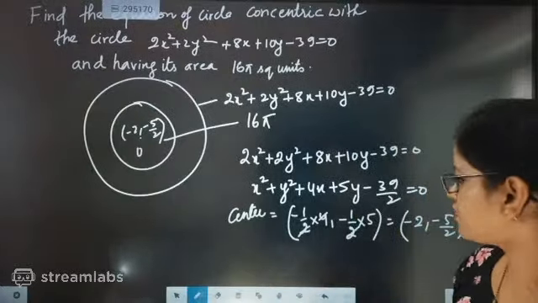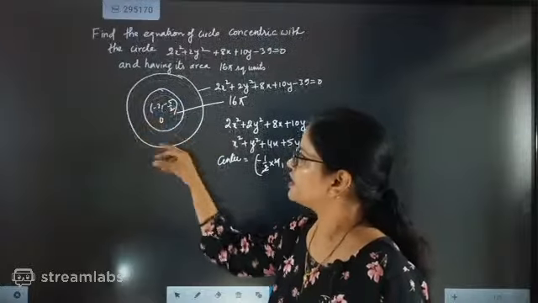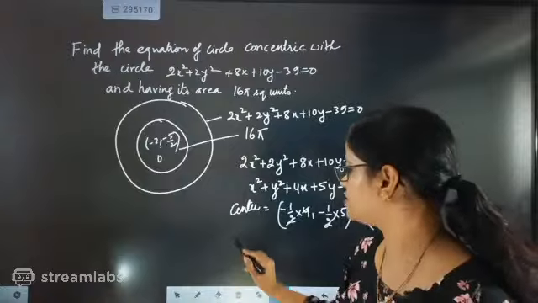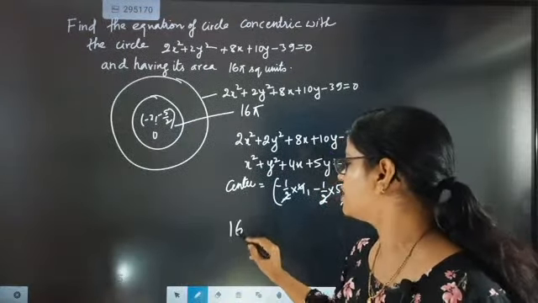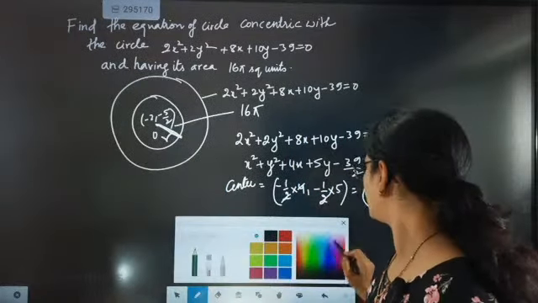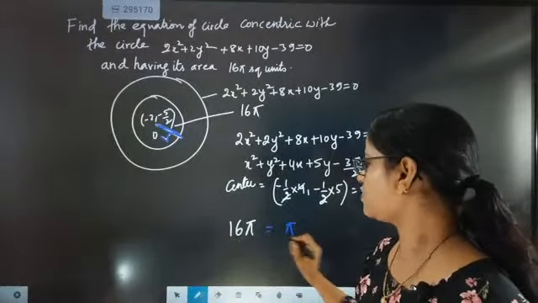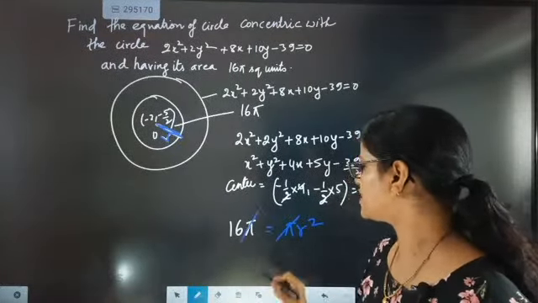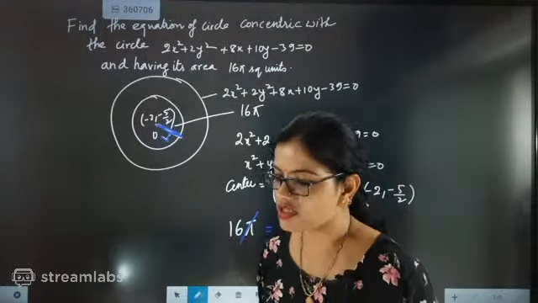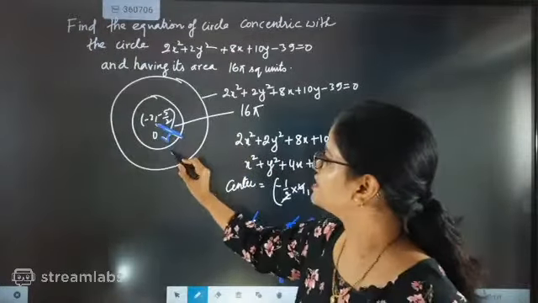Okay, now the radius of the circle. How to get the radius? The area of the inner circle is given, we told that the area of the inner circle is 16 pi. So what is the formula for the area of a circle? If r is the radius of the circle, then the area of the circle is pi r square. So pi and pi will get cancelled, r square is coming as 16, so r is coming as 4. So the radius is coming as 4.